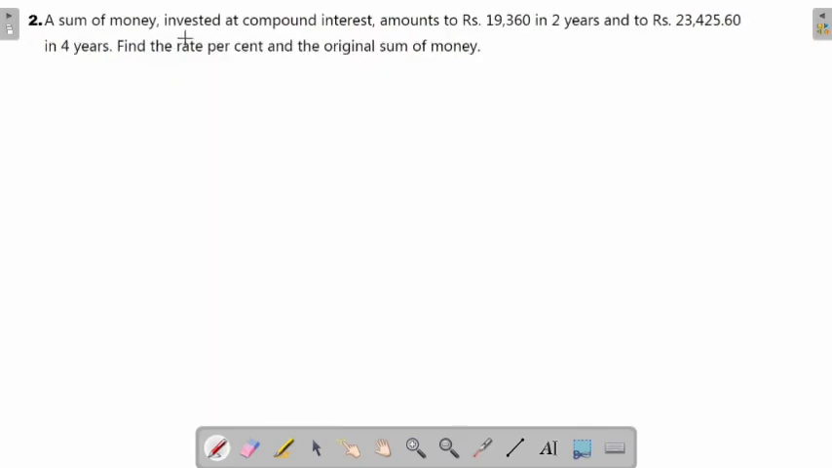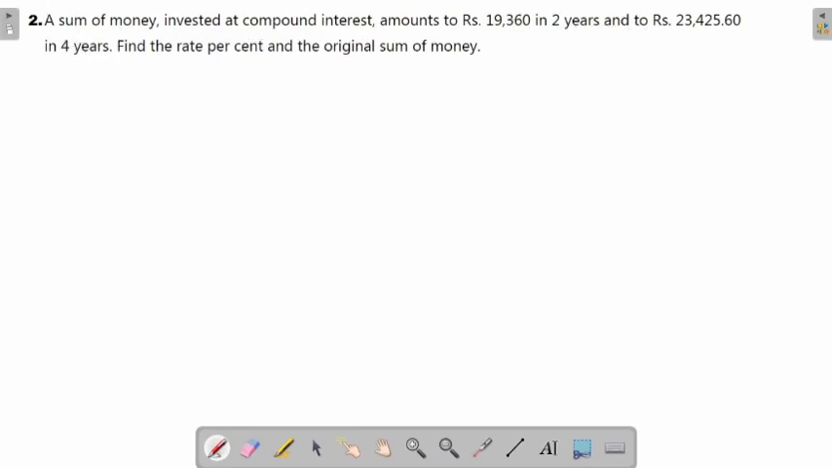Next we have: a sum of money invested at compound interest amounts to this much in 2 years and to this much in 4 years. Find the rate percent and the original sum. That's what we need to find here. Let's say there are two cases: for 2 years and for 4 years.